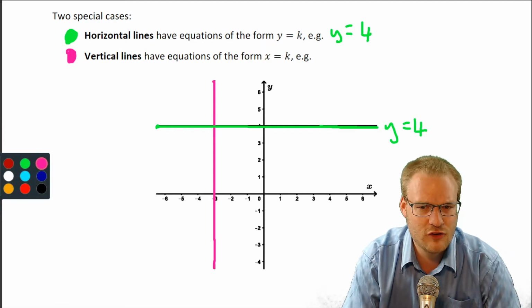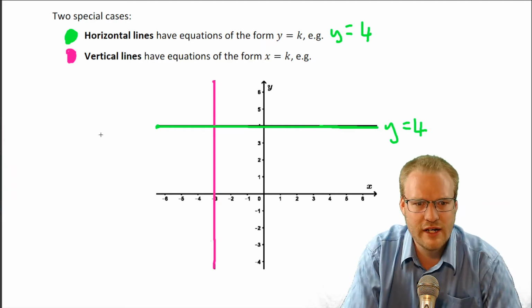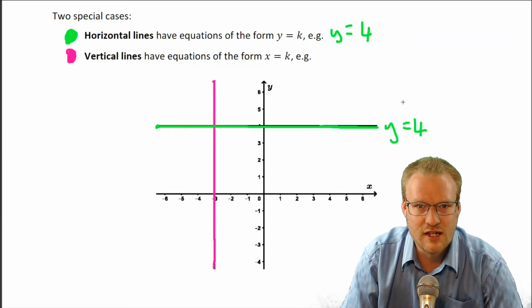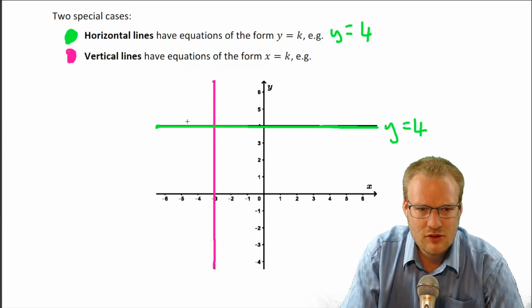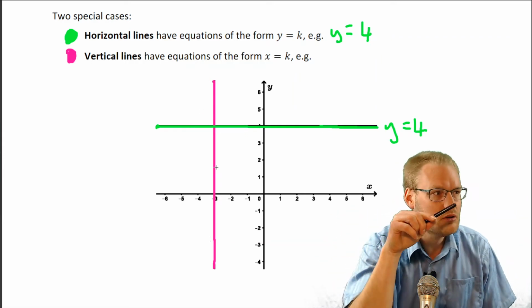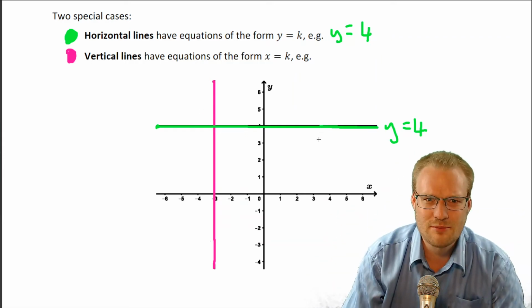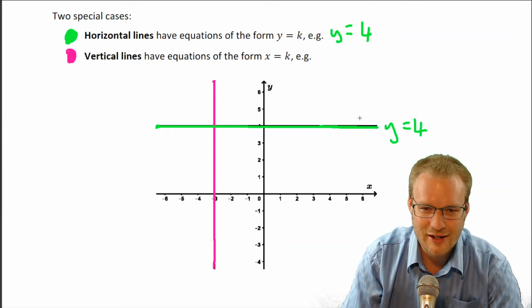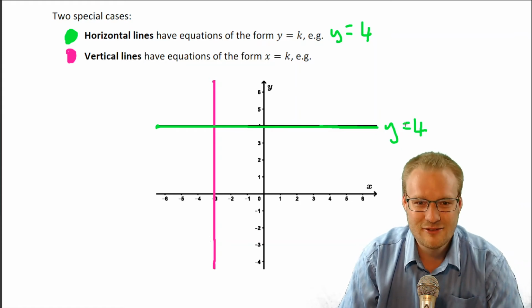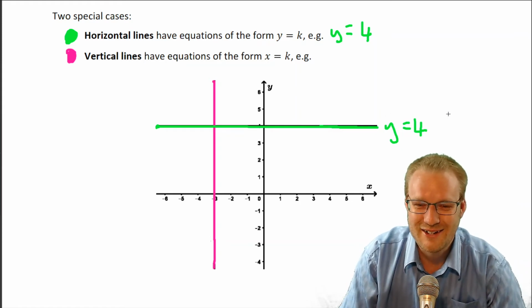In fact, before we get to the vertical line, this green horizontal line, what is the gradient of this line? Well, as we go along, we never go up. So the gradient is 0.